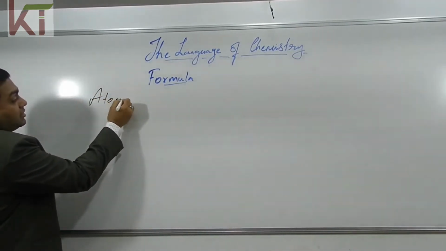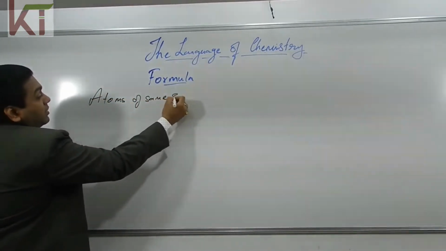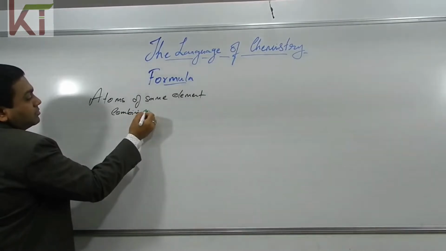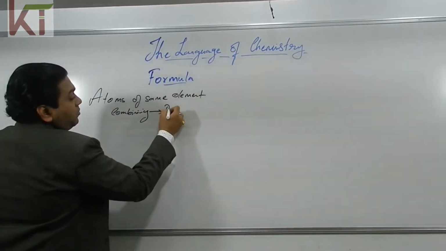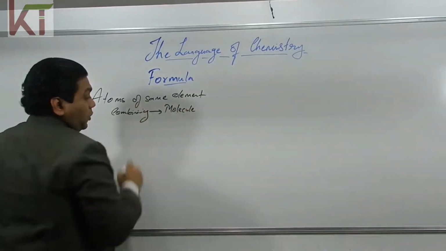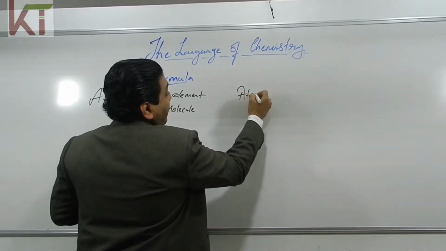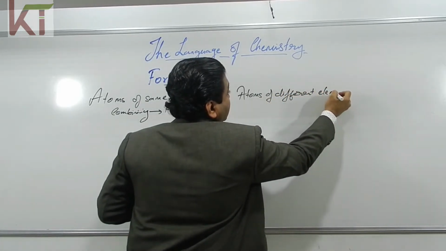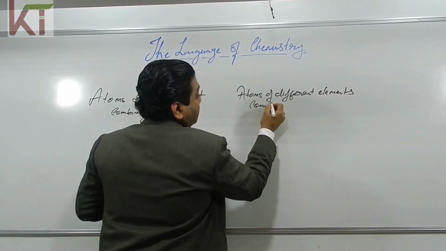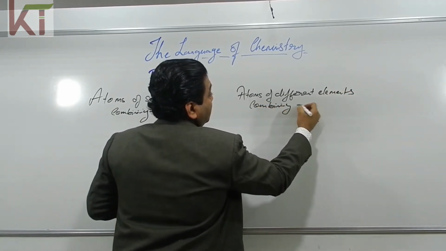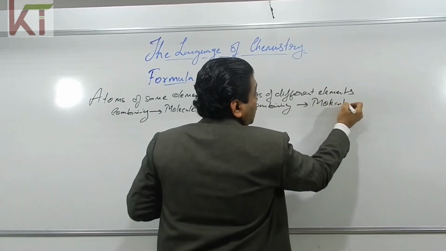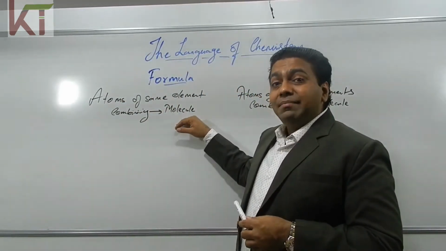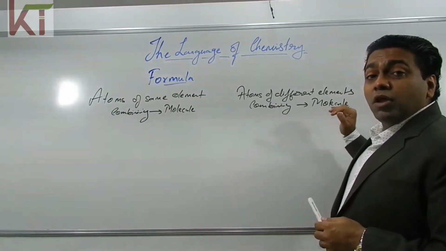So atoms of the same element combining will form a molecule. In a similar manner, I can have atoms of different elements combining. They will also form a molecule. But what's the difference? Here, this is going to be the molecule of that particular element. But here, this molecule is going to be a molecule of a compound.